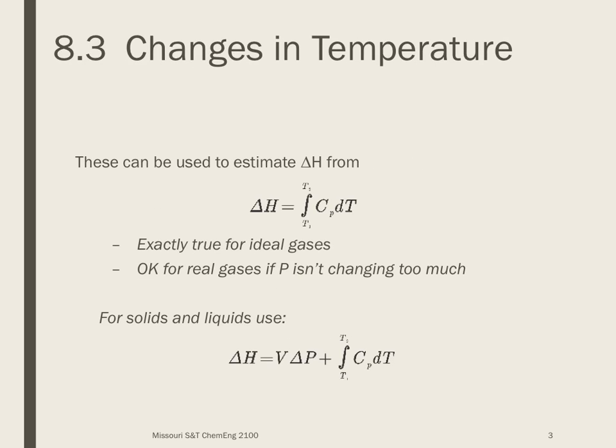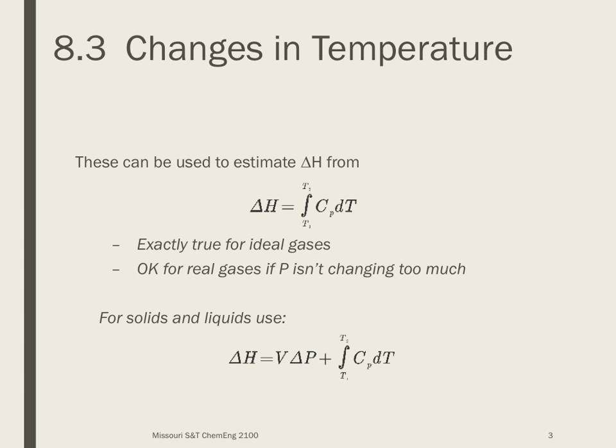Now for changes in temperature, we find that delta H is the integral from T1 to T2 of C sub P dT, where C sub P is the specific heat at constant pressure. Again, this is exactly true for ideal gases. It'll be all right for real gases as long as the pressure isn't changing very much. For solids and liquids, we have an adaptation: if pressure is constant, delta H is the integral of C sub P dT, but otherwise we would add on a term, specific volume times delta P.